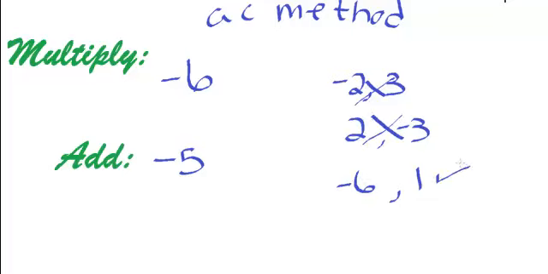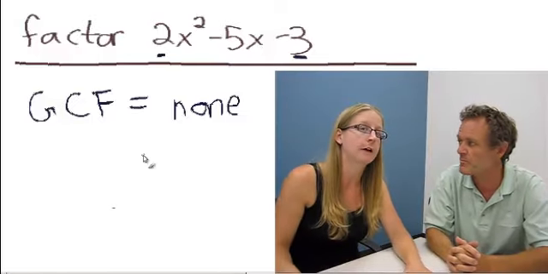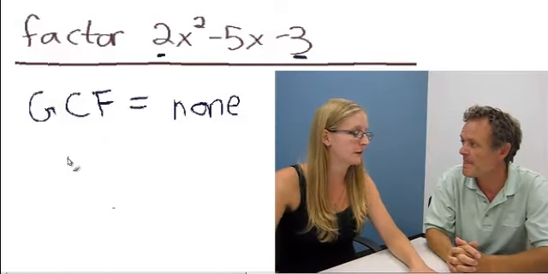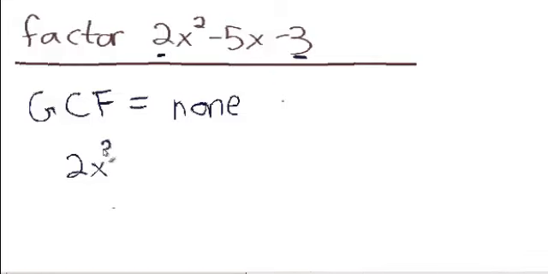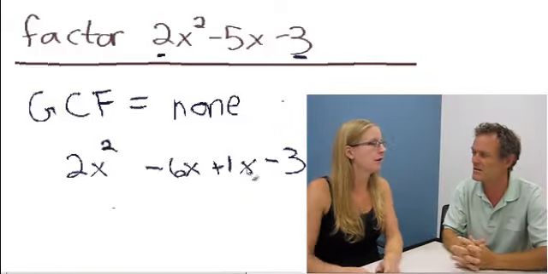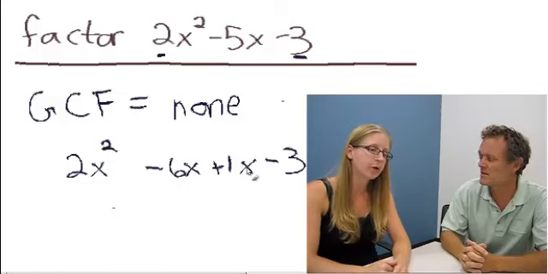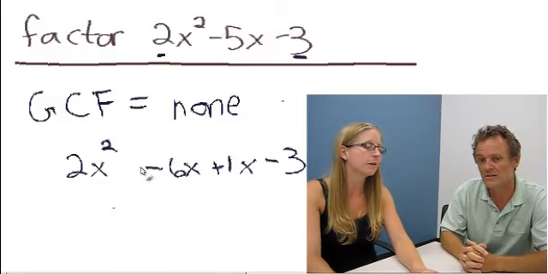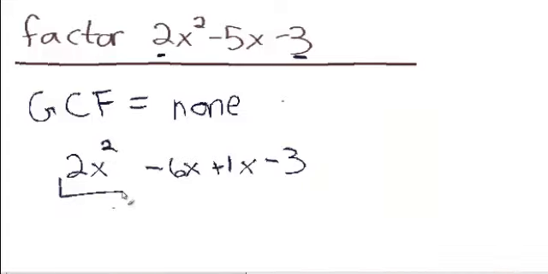The next part of the AC method is called factor by grouping. The first term stays the same, and the last term stays the same. You're rewriting the question: 2x squared, then negative 3. It's the middle term we change, using the two numbers negative 6 and 1: negative 6x plus 1x, which gives the negative 5x. It doesn't matter which way around they go. I wrote the negative 6x first because the 2 and the negative 6 have a 2 in common, and that makes it easier.